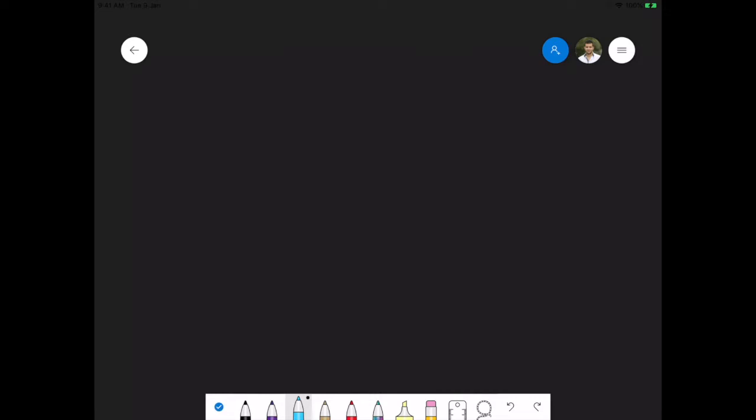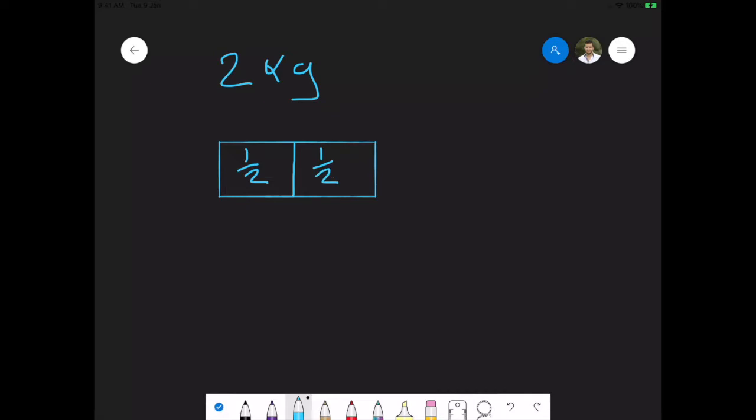What will happen if she puts half of a kilogram in each bag? How many bags can she make? Alright, so overall, remember she has 2 kilograms of walnuts. Let's see what happens if I have 1 kilogram. If I split it into halves, I know there are 2 halves in a whole. Therefore, she needs 1 bag here and 1 bag here.